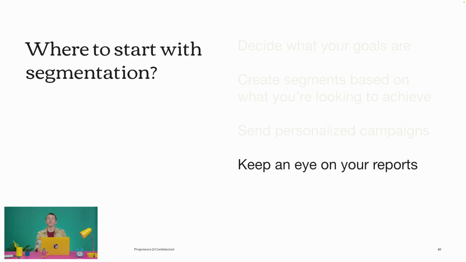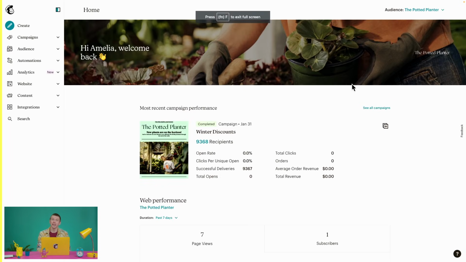And lastly, keep an eye on your reports and make changes as you go. Marketing is really all about testing. Analyzing your segmentation efforts will provide insights into the way you've characterized your audience. With all of this in mind, let's head into our Mailchimp account and create some segments together. Let's do that. All right, here we are on our main Mailchimp account page.